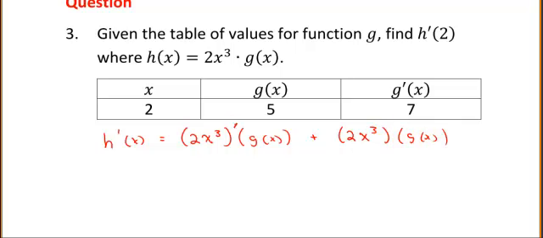In the first copy, we'll take the derivative of the first factor. In the second copy, we'll take the derivative of the second factor. And this is going to be 6x squared times g of x plus 2x to the third times g prime of x. This will be h prime of x.